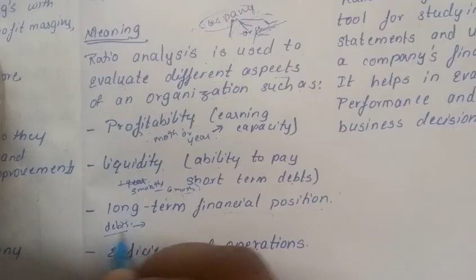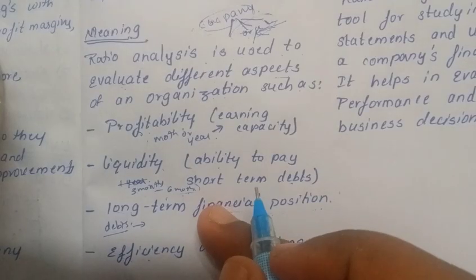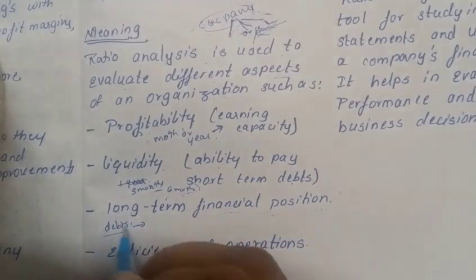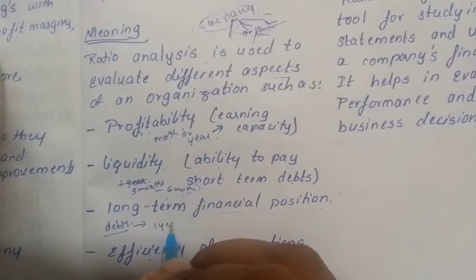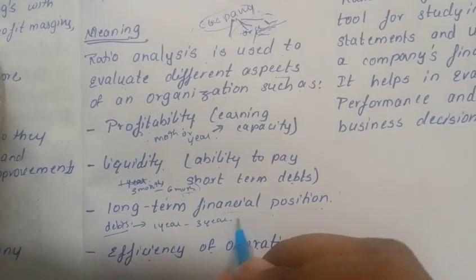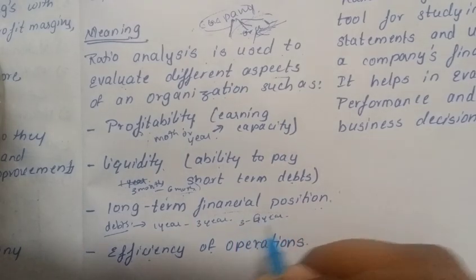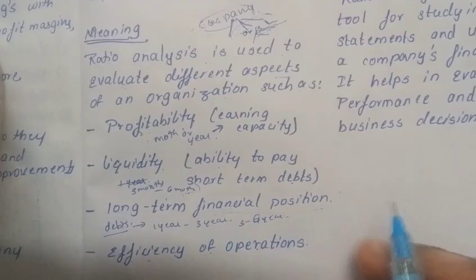Long term financial position means long term debts. Is the company able to pay long term debts? That is the debts which are due in 1 year, 2 to 3 years, or 3 to 4 years, or 3 to 6 years. Okay, like that.